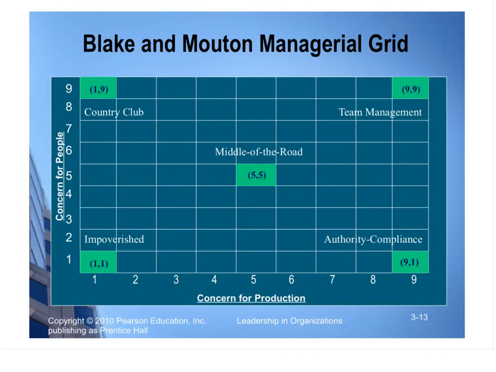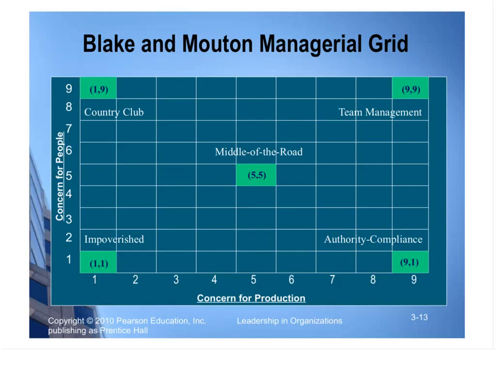Those who don't have any concern for people, in the impoverished part, is a no can do. So you're looking at least middle of the road for concern for people. So I would say anything above middle of the road towards team management is where you want to go.